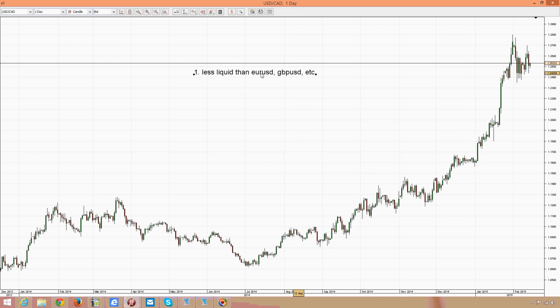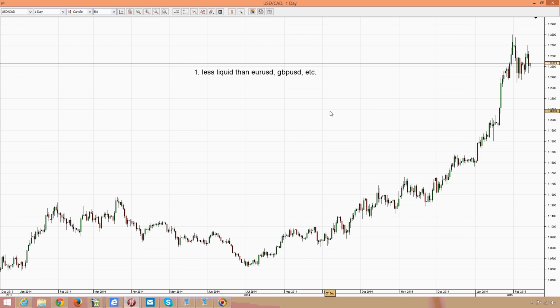What does it mean? It means that the moves that this currency pair makes are more powerful and more aggressive when they happen, in comparison with the euro US dollar and Great Britain pound US dollar. So few market participants, if you want, trade this one than the classical major.